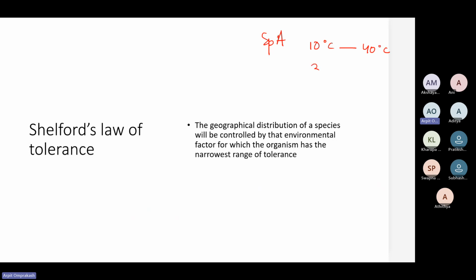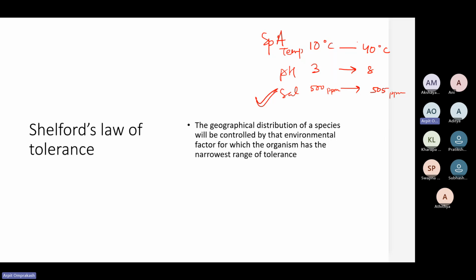and it can tolerate pH from, let's say, 3 to 8. And it can tolerate salinity from 500 to 505 percent. So basically the narrowest range that we have here is the salinity.